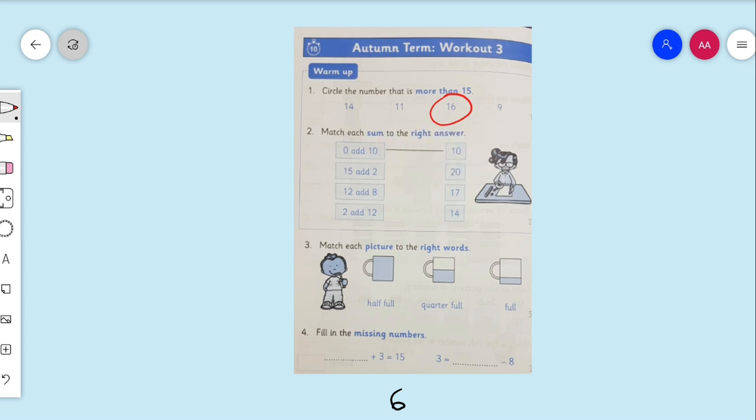Okay, so the one we have to do is 15 add 2. So we keep 15 in our mind and count on 2. 15, 16, 17. So let's find 17. Yeah, this is 17. So let's match it to 17.